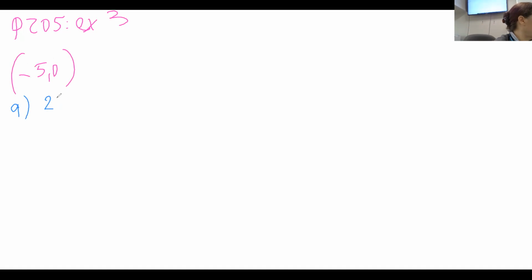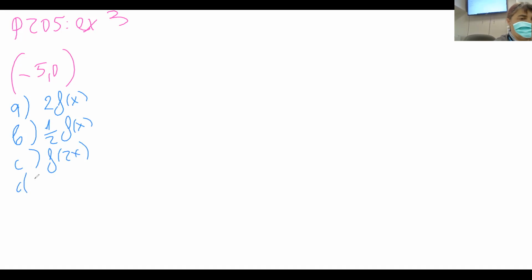So A would be 2f of x. B is 1/2 f of x. C is f of 2x. D is f of 1/2 x. And there is something like E, and this is f of -1/2 x.